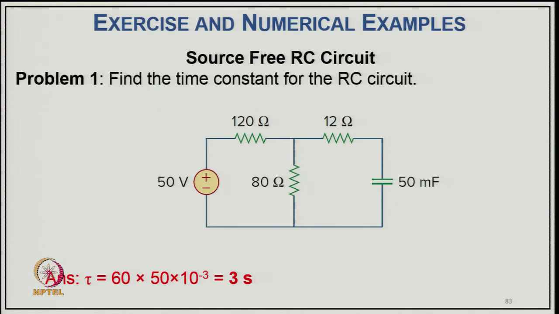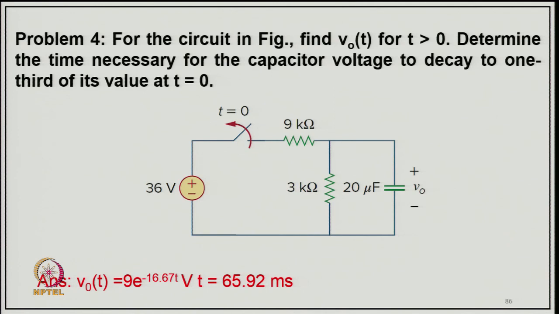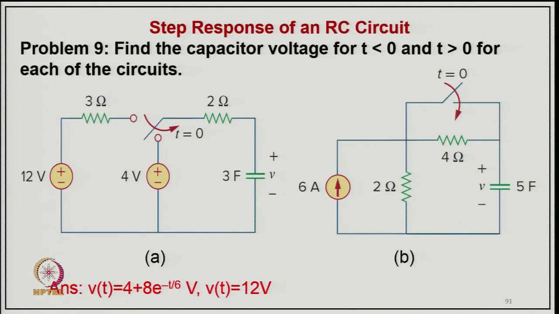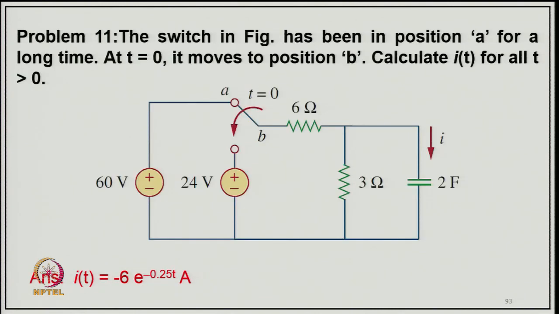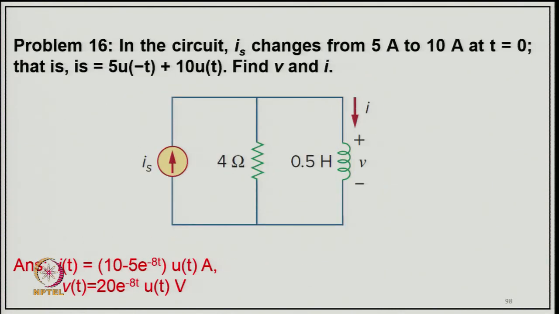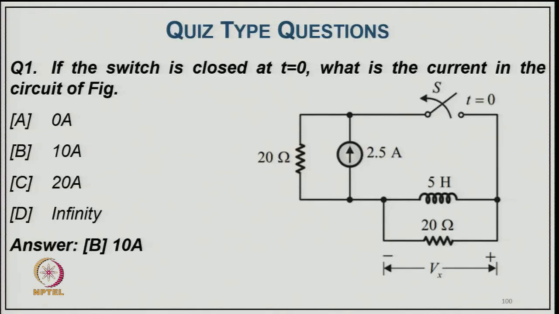So, these are some of the practice problems which you can solve on the same way as we discussed the problems earlier. These are some of the problems which you can solve yourself. And there are some quick questions unsolved. So, if the switch is closed at t, what is the current in the figure of this circuit?